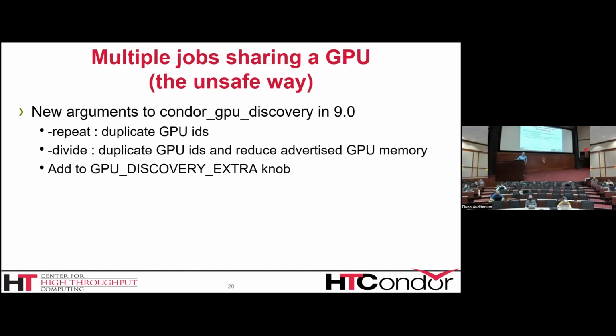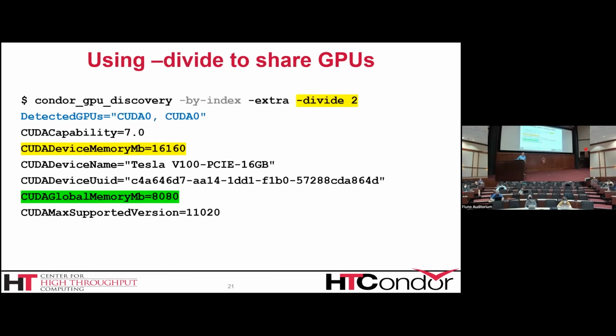You can also use the divide argument that says advertise its name more than once, but also alter the memory advertised so that it is divided by the number of GPUs you have. This isn't particularly safe in the sense that there's no way of ensuring that the two jobs that land on this GPU don't each try to use all of the memory the GPU has, that they stick themselves within the limit that they requested. But it does solve the problem for pools that have well-behaved jobs and administrators who can kind of keep track of what's going on.